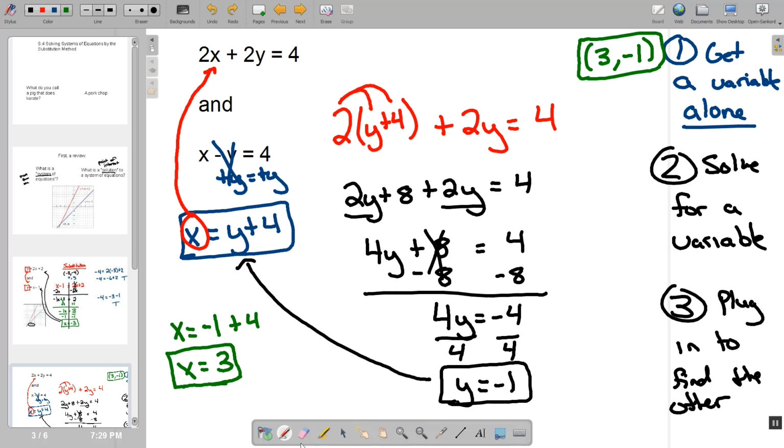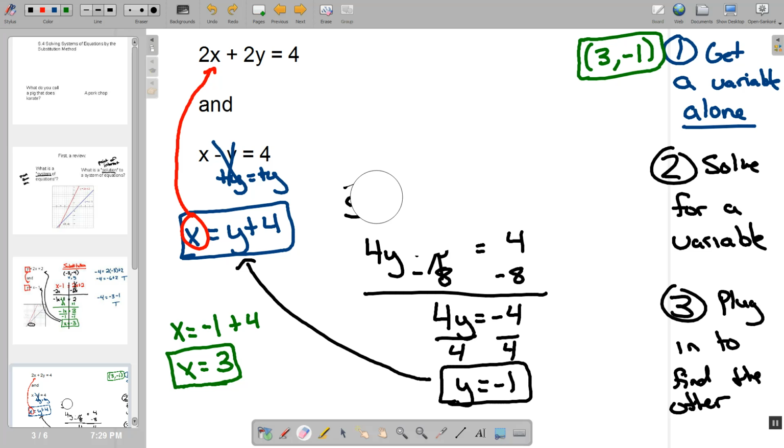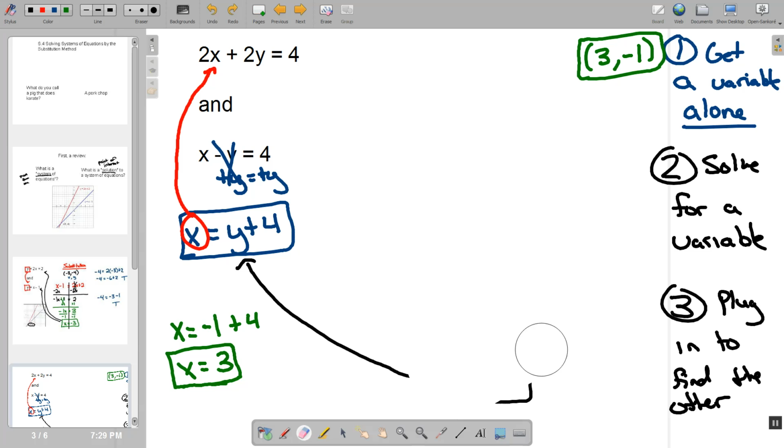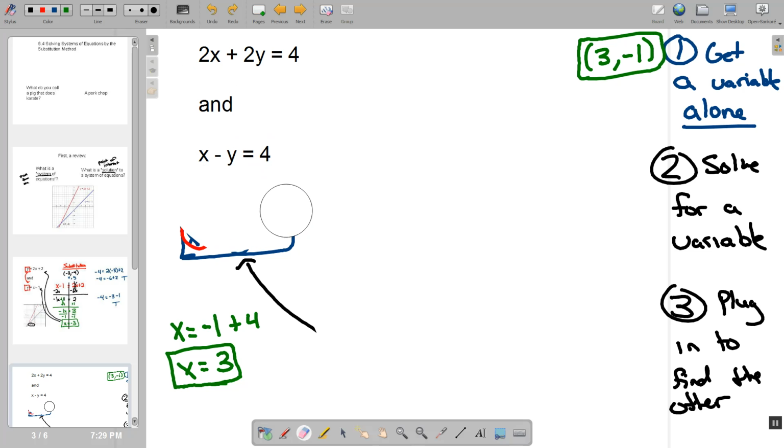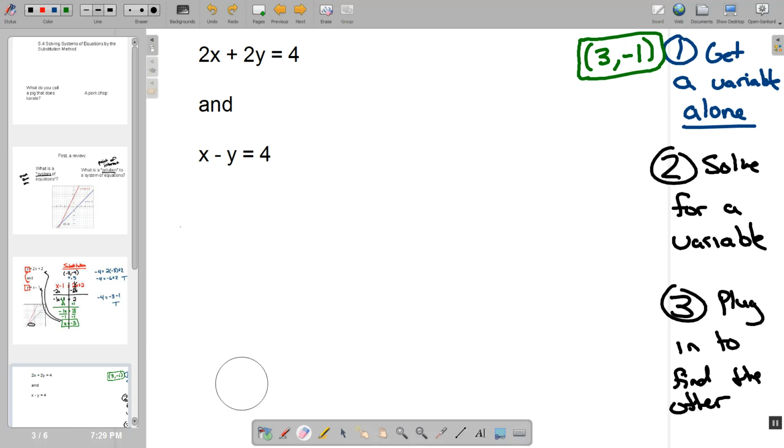So the most important step of any problem is identifying if we're right or wrong. So what I'm going to do is erase my work here in the middle, and I'm just going to check my answer. So I'm going to go back to the original two equations, all the way back, and I want to know, is my answer correct? So I know that 3 is my x value, and -1 is my y value. I simply plug that into both equations.